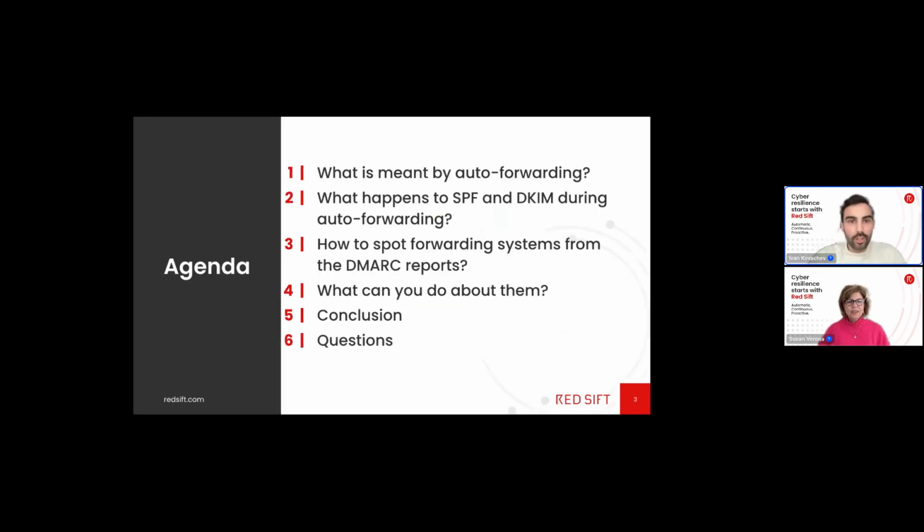Hi everyone, thanks for joining. For today's webinar, I've compiled a list of the most frequently asked questions when it comes to auto forwarding. In the agenda, we'll first cover what is meant by auto forwarding. Not everyone understands the difference between auto forwarding and manual forwarding, so we'll cover that. We'll then see what happens to SPF and DKIM with regards to auto forwarding, how to spot forwarding systems from the DMARC reports in OnDMARC, and then what you can do about them. So let's begin.